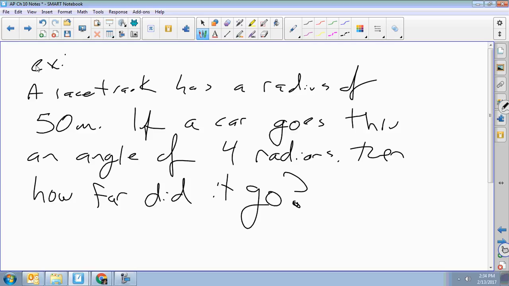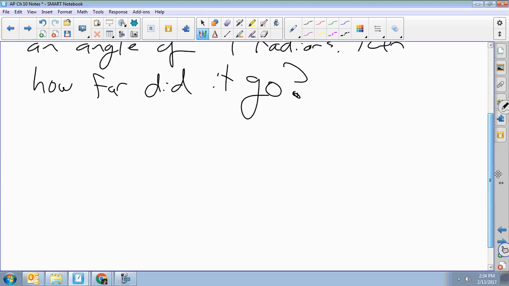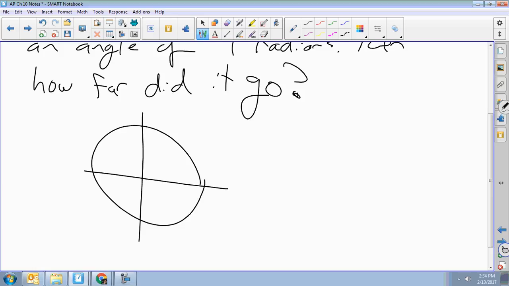All right, so let's make a quick little drawing here. It's not going to be anything fancy, but we've got this circular track. Each radian is about 60 degrees, so we're going to go about 240 degrees or so. So the idea is we're going to go through 4 radians. So 1, 2, 3, 4 radians, right? And each one of those radians is 50 meters, right?